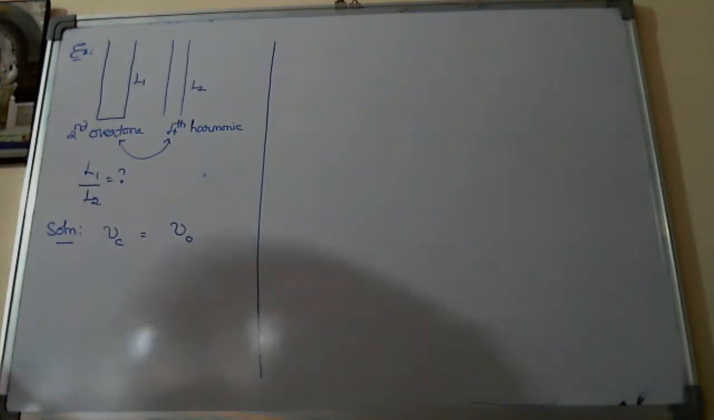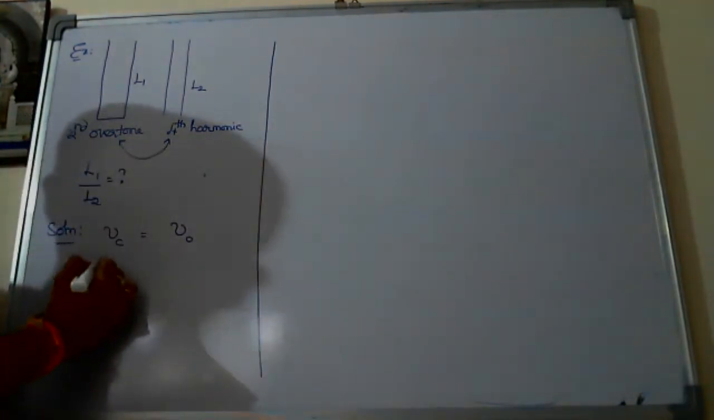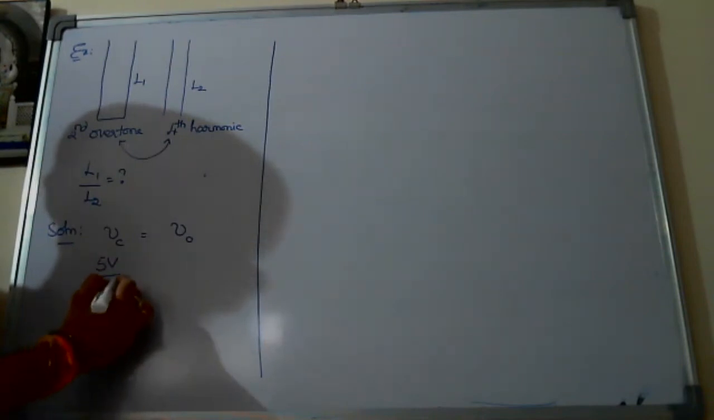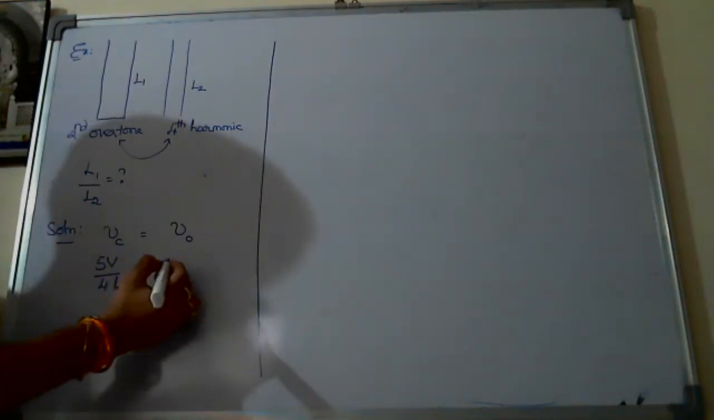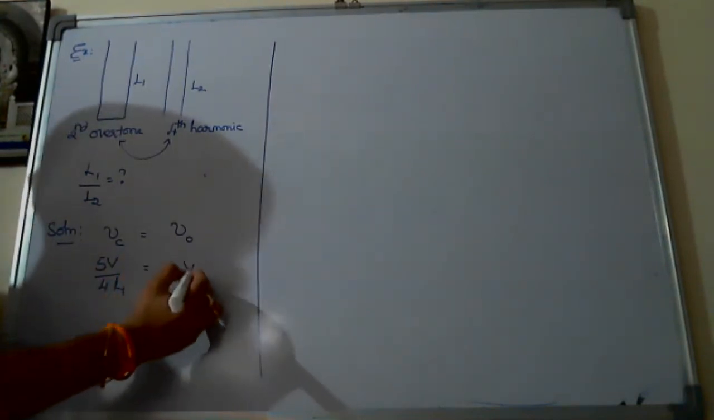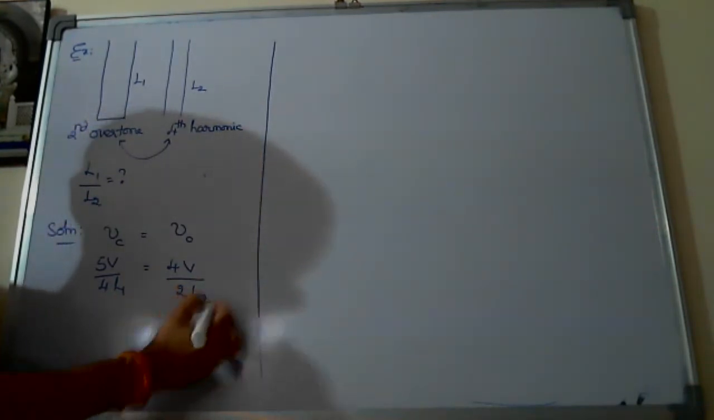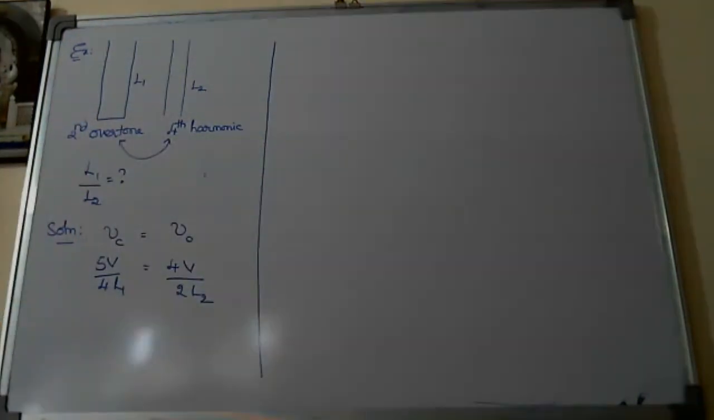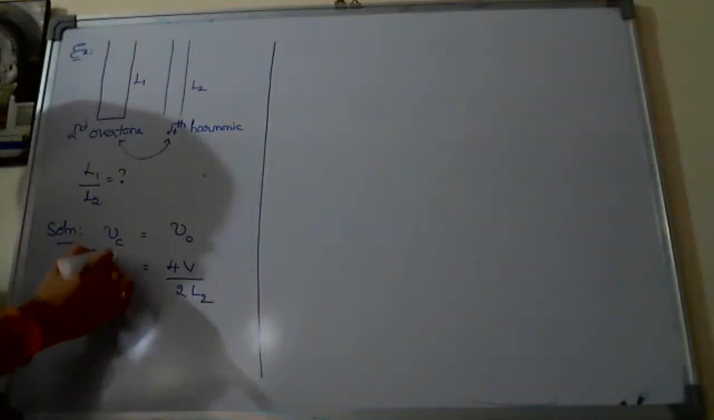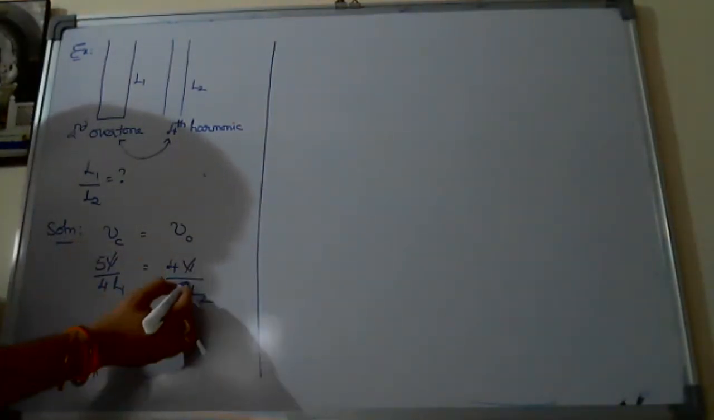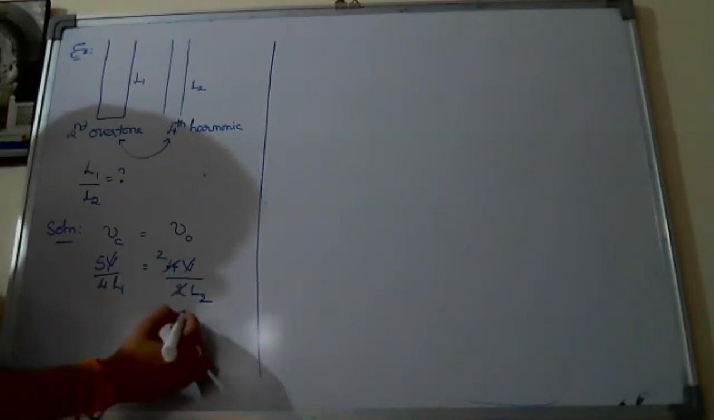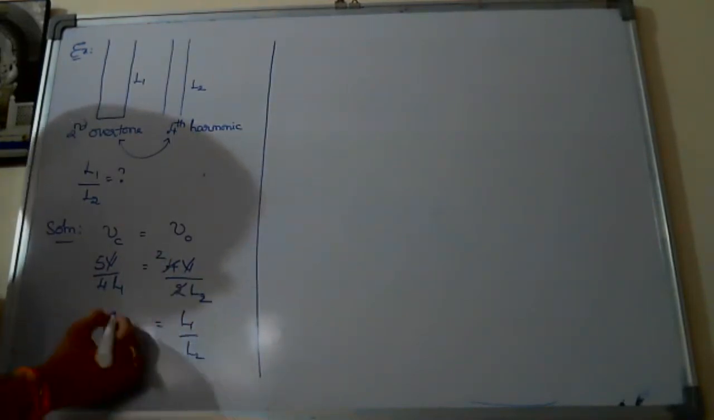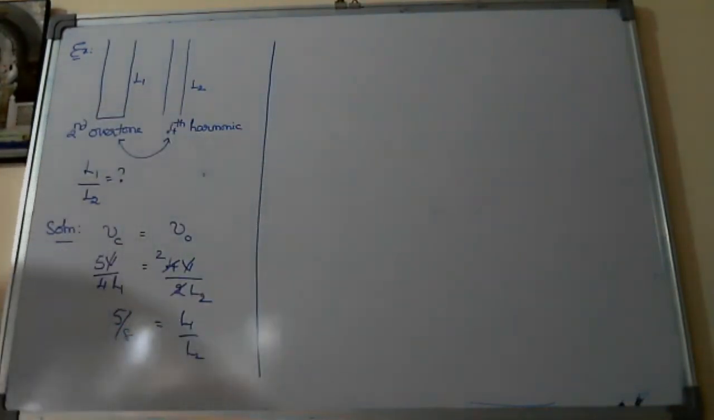5V by 4L1. Exactly. Very good. And here, fourth harmonic, 4V by 2L2, which is 2V by L2. Okay, very good. So I think now we can solve it. What is L1 by L2? Very simple. Here two twos, so L1 by L2 is equal to, you are going to get, I think, 5 by 8. 4 twos are 8. Okay, very good.